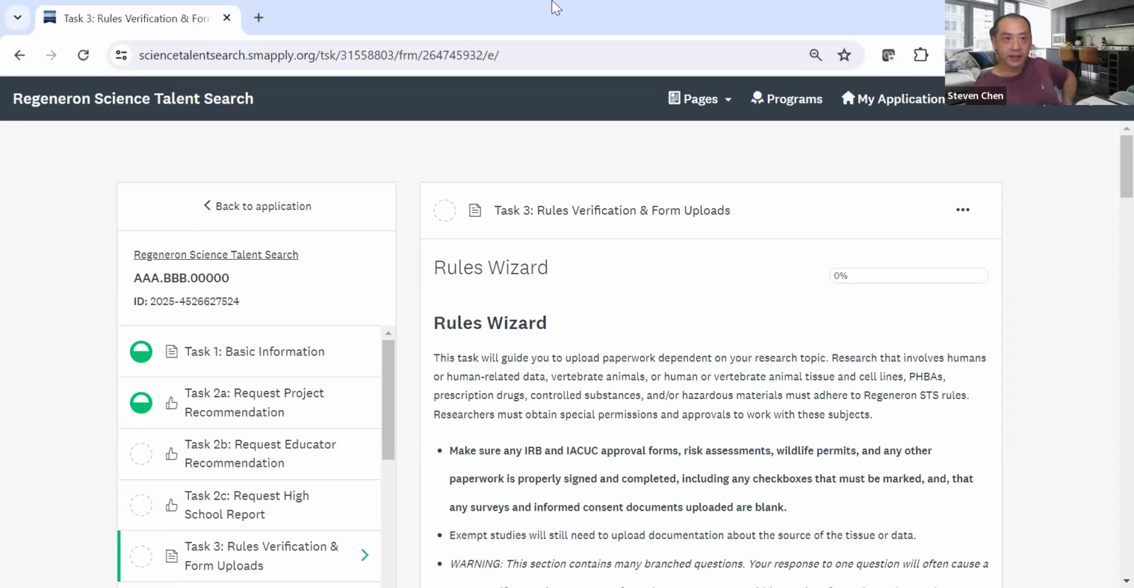Rule verification and form upload. Recall that I mentioned earlier, there are some special types of research that involve human beings, hazardous materials and animals, right? If your research had those components, then this section applies to you. Otherwise, if you did pure mathematical research, like proving a theorem, this doesn't apply to you, okay?